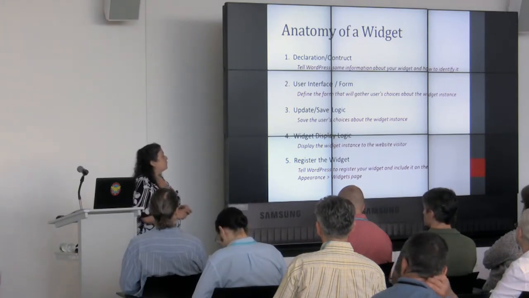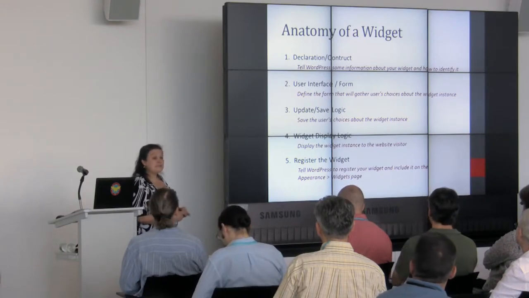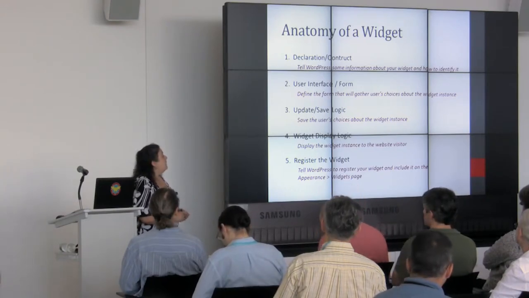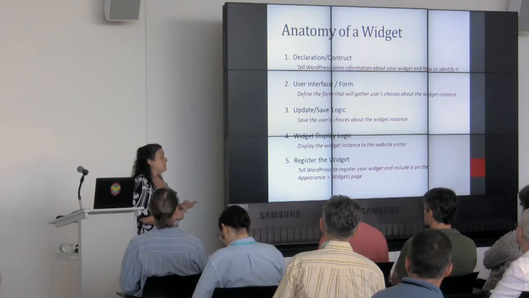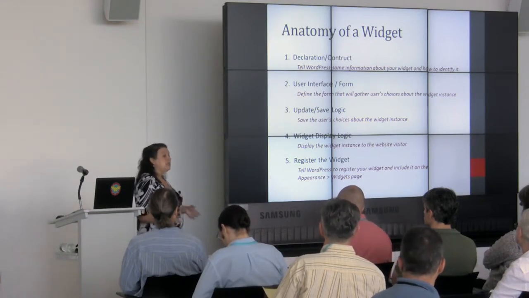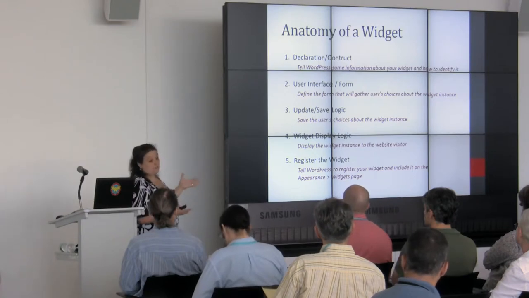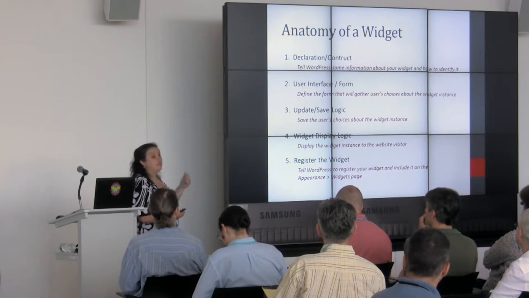The second piece is we're going to create the form. So we're going to actually build the HTML form that the user sees in the widget area. The third piece is that we're going to save whatever choices they make in that form. And then the fourth piece is the display piece, where we actually turn the choices that they've made that we've saved into the actual output that a website visitor will see. And then the fifth most important thing is that we need to actually register that widget.